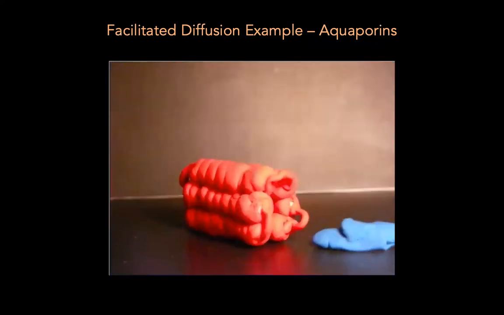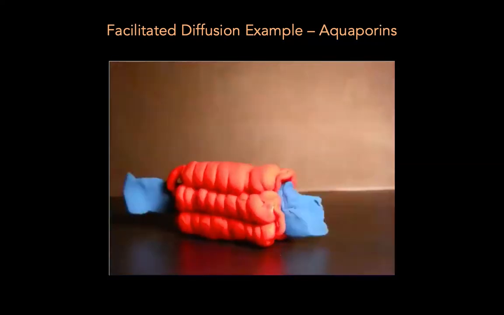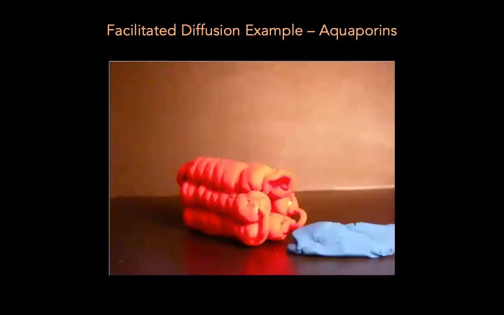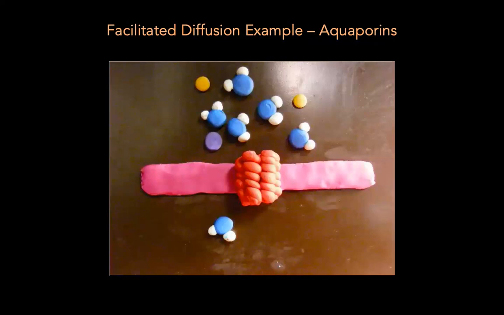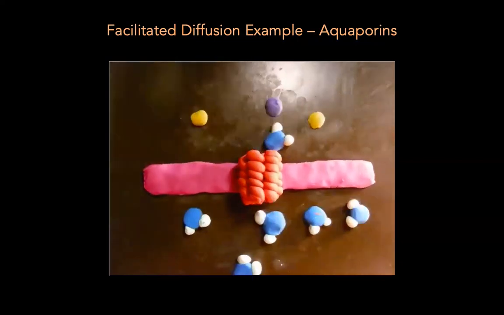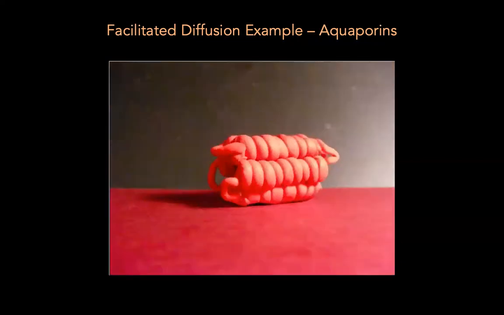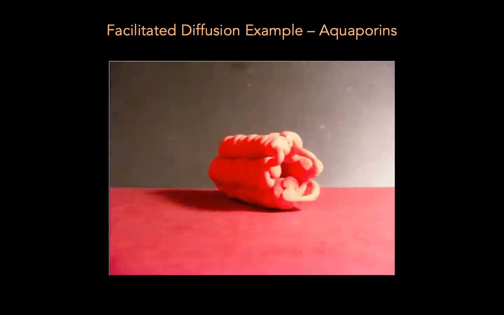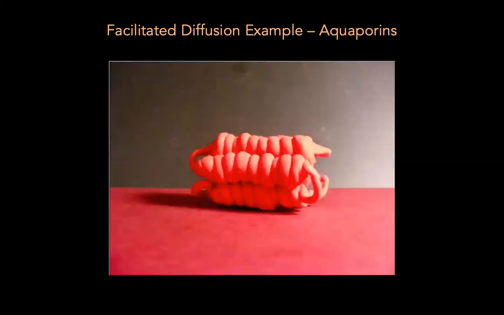Aquaporins are integral membrane proteins that allow water molecules to passively move from one side of the membrane to the other. In this animation, a red aquaporin subunit is seen spanning a pink membrane. The blue and white represent the oxygen and 2 hydrogens in water, the yellow is chloride, and the purple is potassium. Watch how only water is able to pass through the aquaporin and down its concentration gradient. Now let's take a closer look at the structure of the aquaporin that gives rise to its unique function.